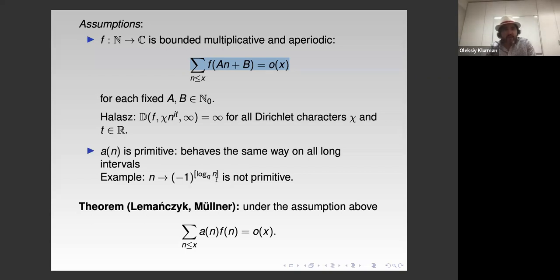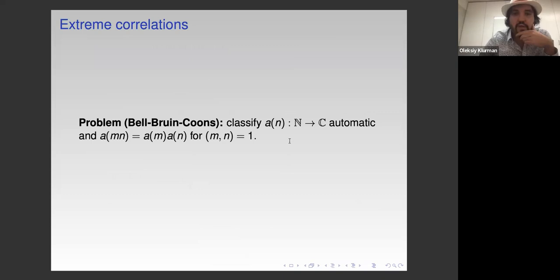The question which really motivated whatever I am going to be talking about, at least on my side, is: what is the strongest form of correlation between automatic and multiplicative functions? Well, the strongest is when the automatic sequence is multiplicative itself. So that would be the first basic question to answer: when can it happen? That was the problem that started my interest in this question, after Jean-Paul's talk at IHP. So: classify all automatic sequences which are multiplicative. That is one of the questions.